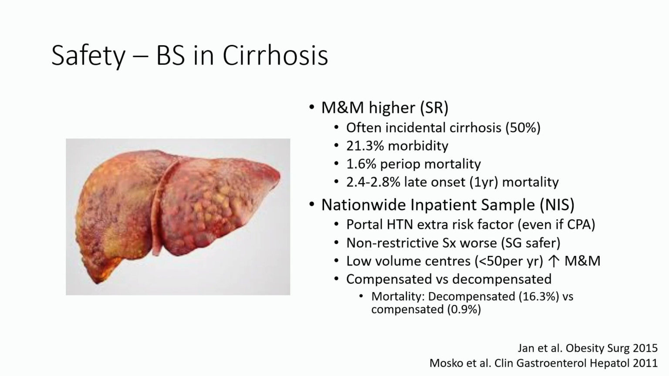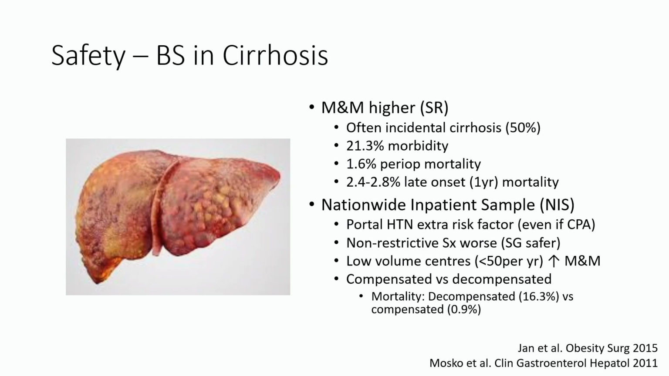Well, there is definite evidence that if you have a sleeve or a bypass procedure in the context of cirrhosis, you have increased morbidity up to 21%, and increased both perioperative mortality of 1.6% and late onset, up to 12 months, mortality up to 2.8%. Most of these studies, however, half the people in them are diagnosed incidentally. So they're not people who have cirrhosis and then go to surgery. They have cirrhosis diagnosed at the time of their laparoscopy.